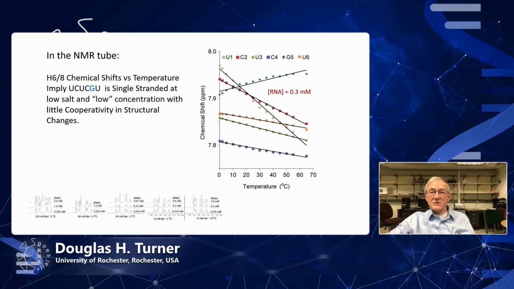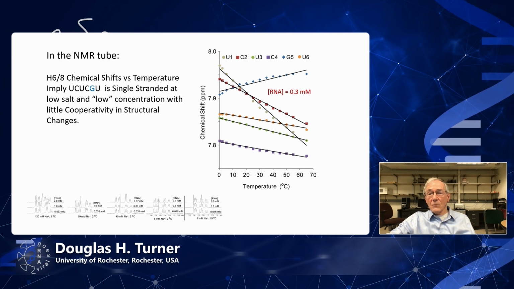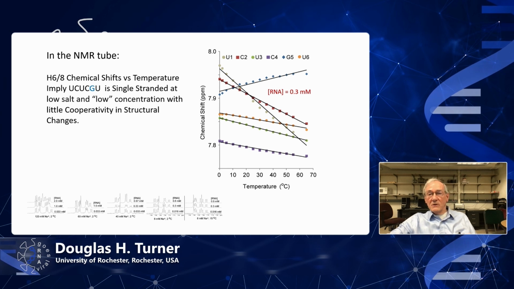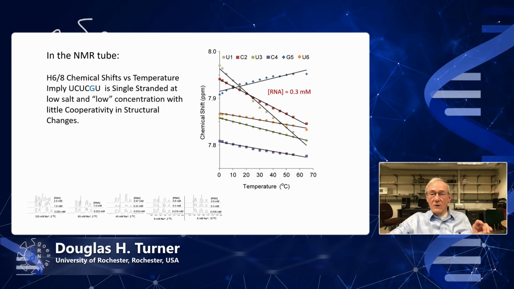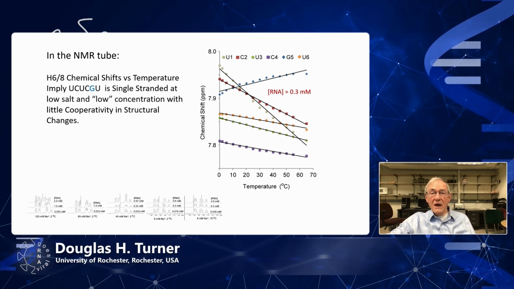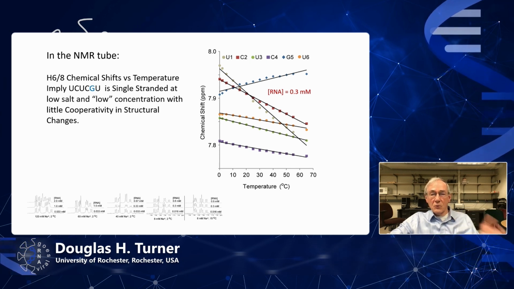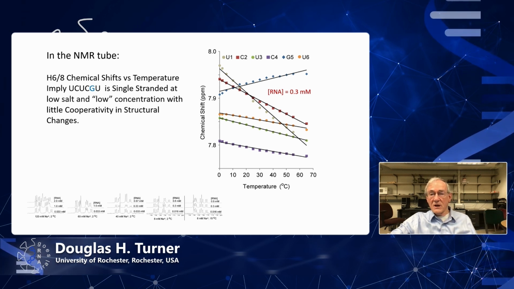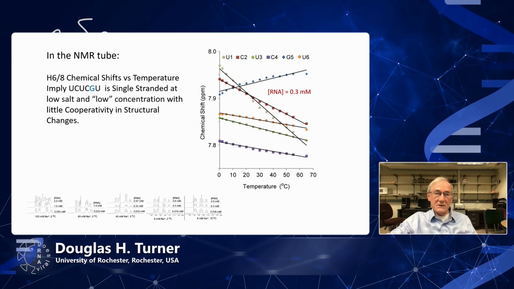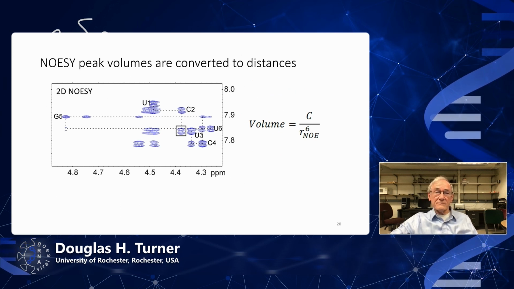So just looking at chemical shifts, this shows a plot of chemical shift versus temperature. What's important here is you see very little, if any, cooperativity in the temperature dependence of the chemical shift. And that's what you expect if you have a single strand rather than a duplex. So we're looking by NMR at the single strands. The simulations are single molecules, so they cannot form a duplex, unless you set up the simulation a totally different way.